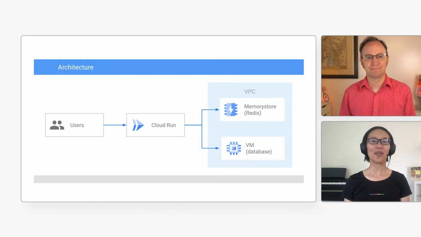Got it. So let me show you how to connect your Cloud Run service to resources in a VPC or a virtual private cloud network. We now have a great new feature where you can connect directly instead of proxying it through a connector.